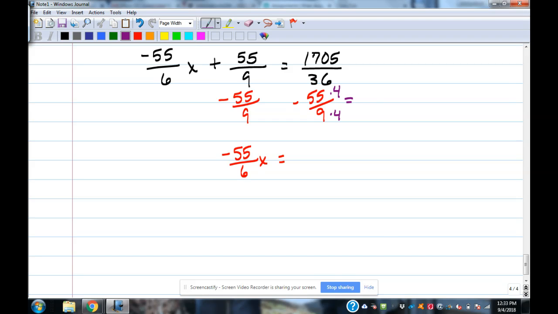9 goes into 36 4 times. So I'm going to multiply bottom and top by 4 to turn that into 36. And that's going to be 220 over 36. It's negative. And then that's 1705 over 36. And then I just got to subtract those. Okay, so 1705 minus 220 is 1485 over 36.